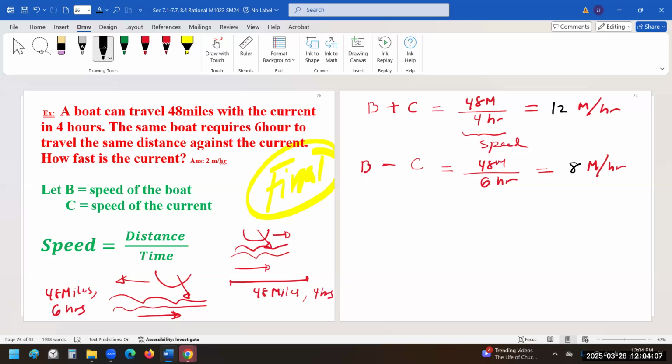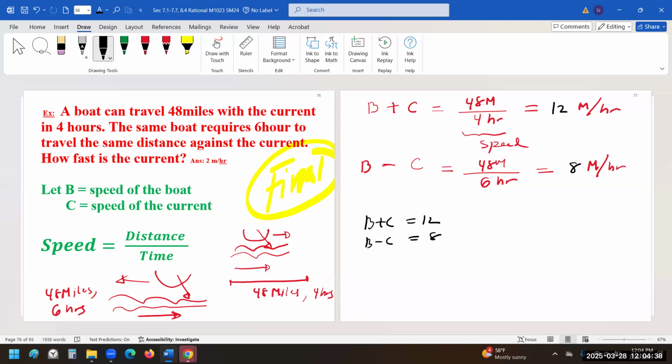Now we have 2 equations. So we are going to do solving a system of equations. So let me write them down. B plus C is 12. B minus C is 8. How do you solve a system of equations? Remember, we have 3 methods: graphing, substitution, elimination. Which one do you think is easier here? Substitution?